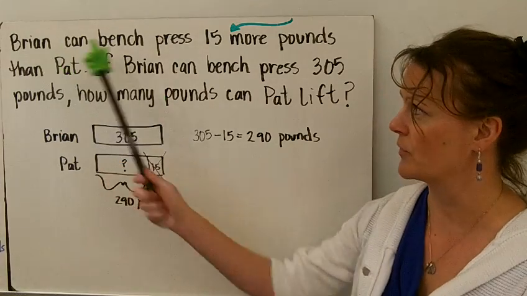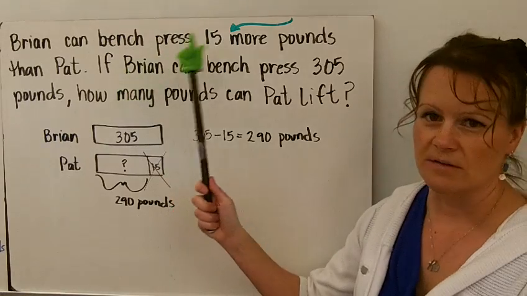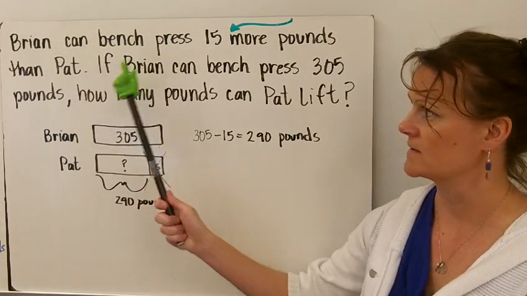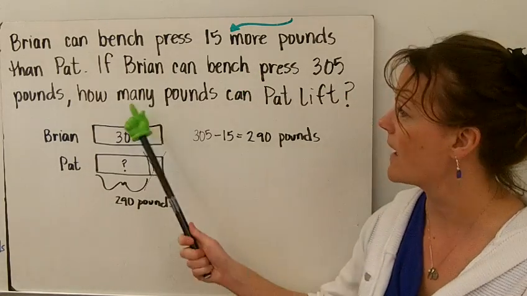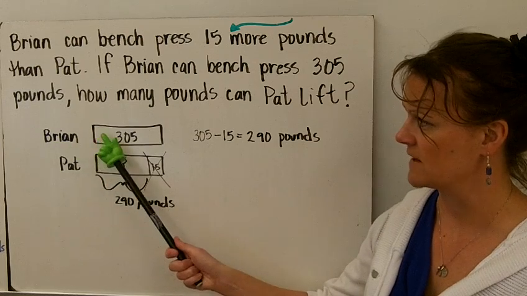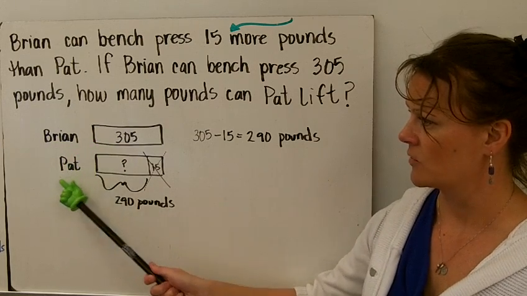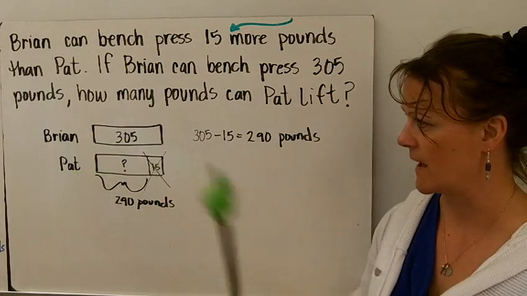In this example, Brian can bench press 15 more pounds than Pat. So you can see that we're just comparing Brian to Pat in this example. If Brian can bench press 305 pounds, how many pounds can Pat lift? So this is a tape diagram. I have a tape diagram for Brian, and then I'm going to make the tape diagram the same length as I did for Brian for Pat.